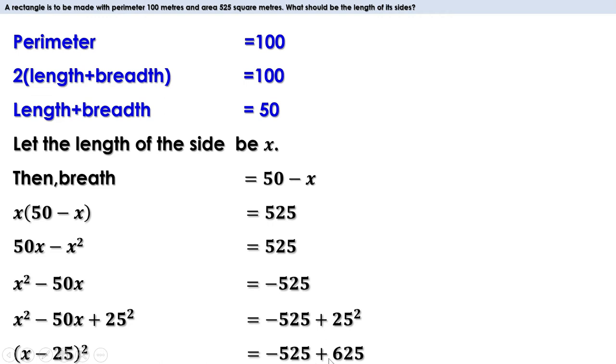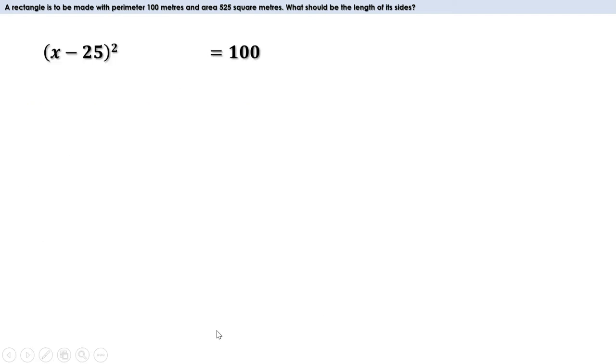Minus 525 plus 625 equals 625 minus 525, or 100. So we can write this as x minus 25 all square is equal to 100. This is the square of x minus 25 and this is the square of 10. Taking square root on both sides, we can write x minus 25 equals 10. Taking minus 25 to the other side, we get x equals 10 plus 25, or 35.